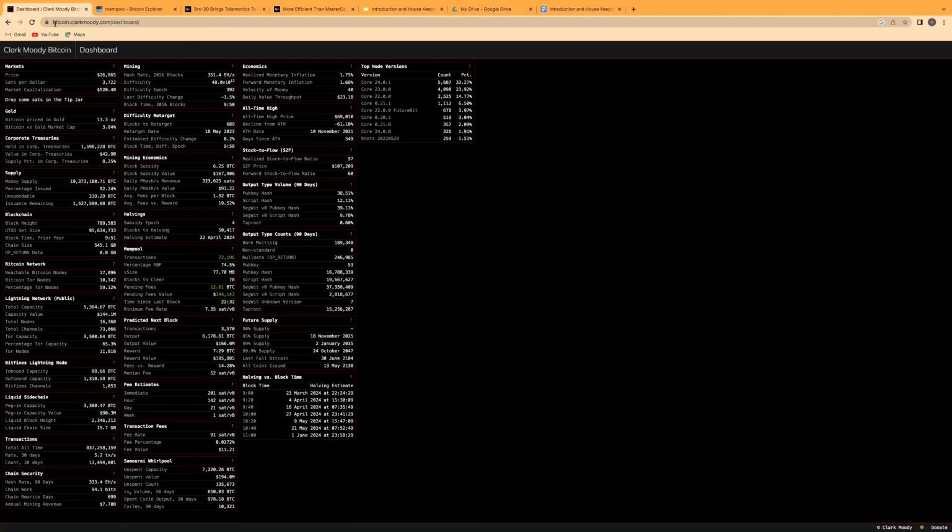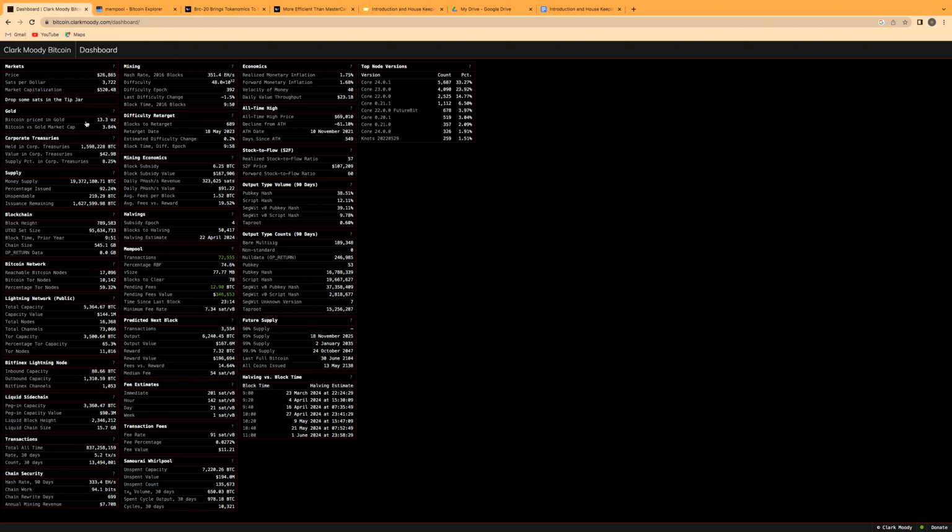In terms of mining, the hash rate is currently 351.4 exahashes, with a difficulty adjustment of 48 trillion. Difficulty epoch is at 392, and how many days away are we from the difficulty adjustment? I can't see that now. I'll come back to it. But yeah, so those are the key points from Clark Moody's dashboard.